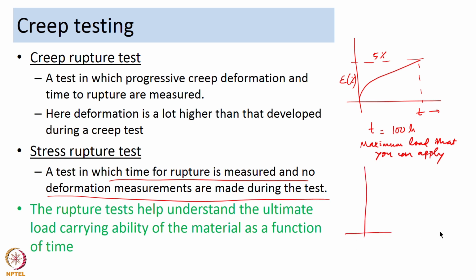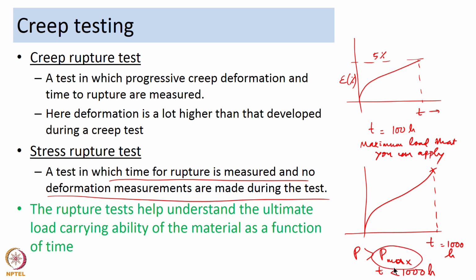And in the second case, if you have defined the sample up to rupture, and you are saying that the time to rupture, let us say, is 1000 hours, then again you know how much is the maximum stress that the material can take, so that it provides you at least a time of 1000 hours. So, here if your load exceeds P max, then your time to rupture will become less than 1000 hours. So, P max is the maximum load that the material can take, so that it provides you a time to rupture of 1000 hours.